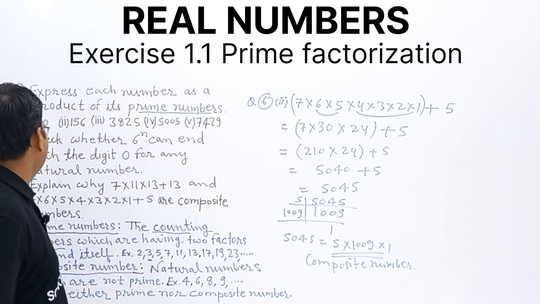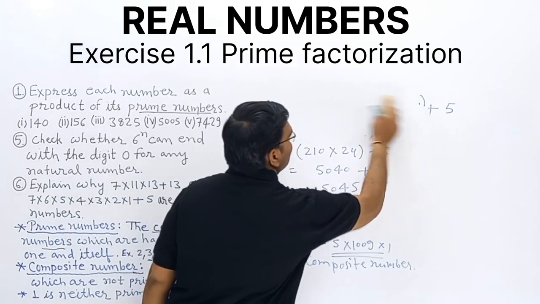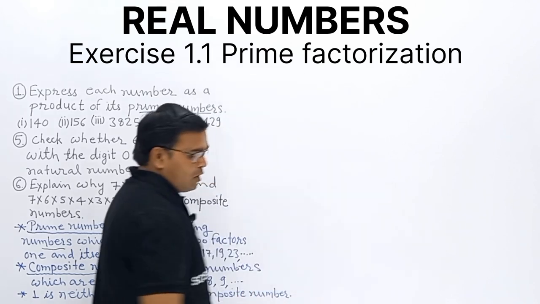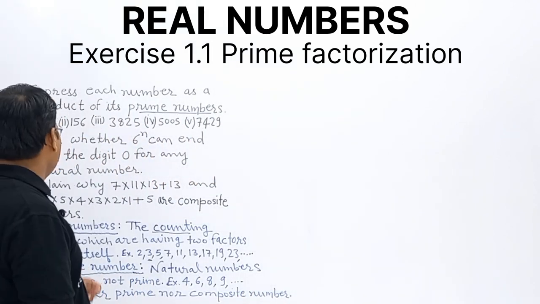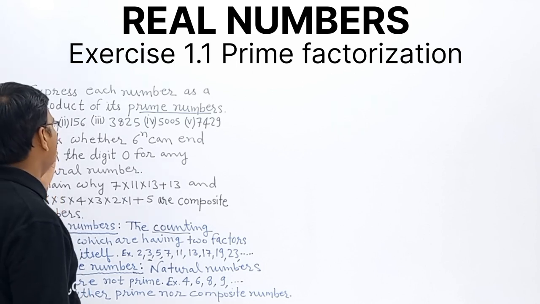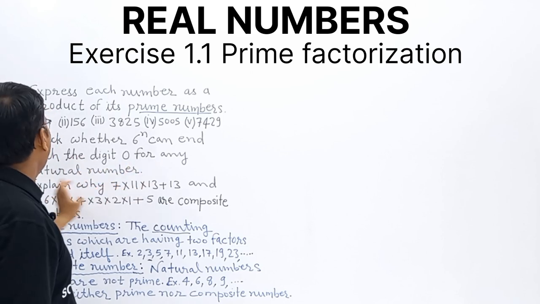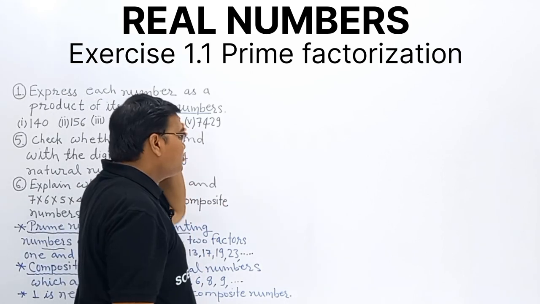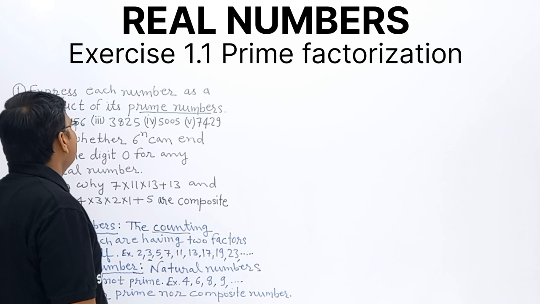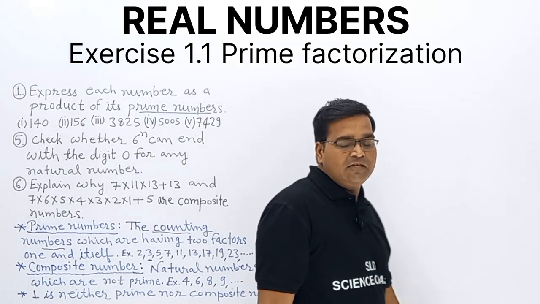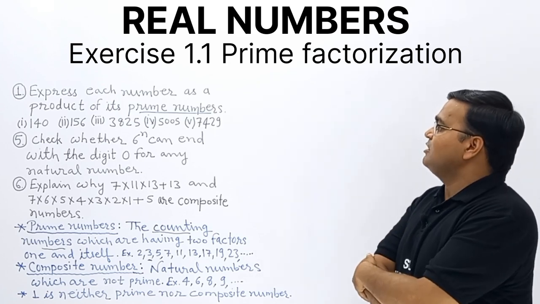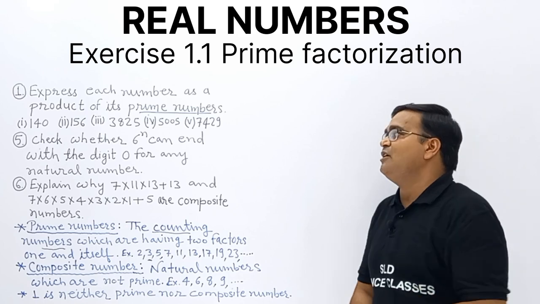Now I am going to explain question number 5. What is the solution of this question? Observe this question. This is a logic based question. The question is: check whether 6 power n can end with the digit 0 for any natural number. This is a concept based, logic based question.